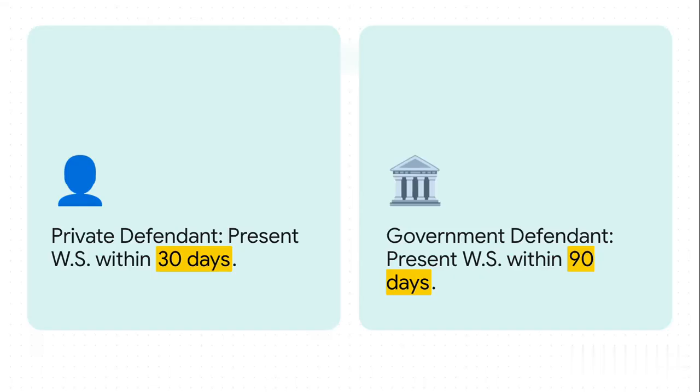But, they don't have forever to do this. The procedural framework is incredibly strict, but it does treat different defendants quite differently. A private defendant gets exactly 30 days to present their written statement. But what if the defendant is the government? Well, that deadline triples to 90 days. I guess the law knows navigating government bureaucracy takes a bit of extra time, but either way, that clock is ticking.